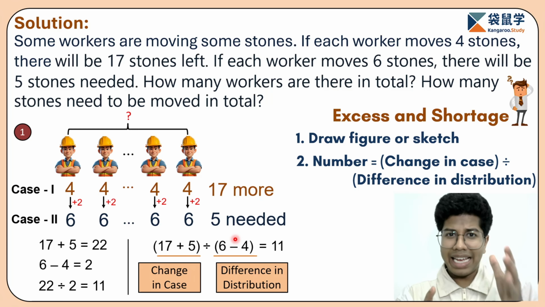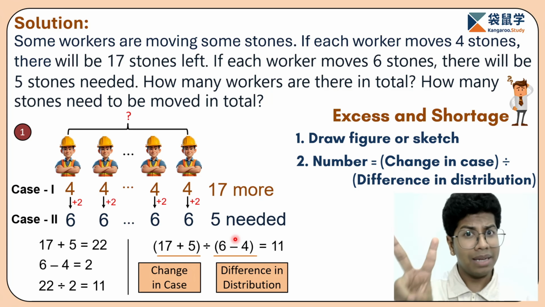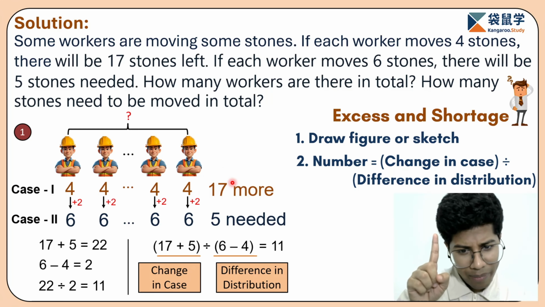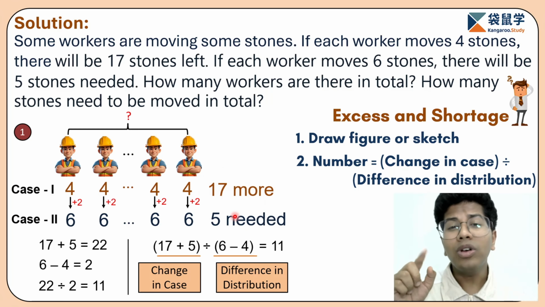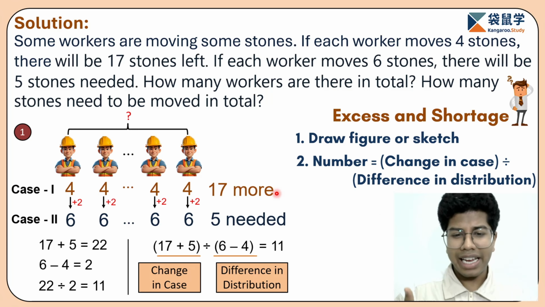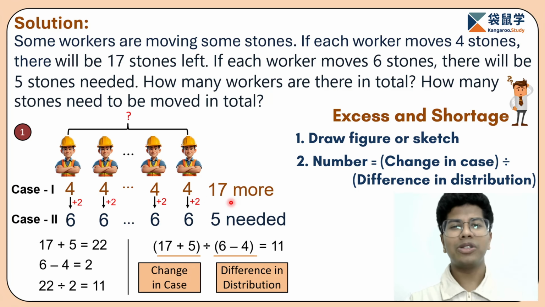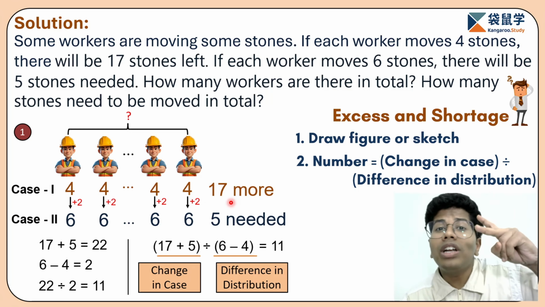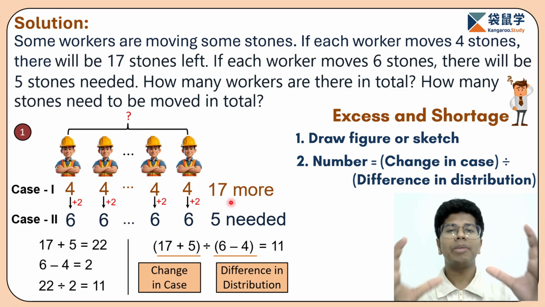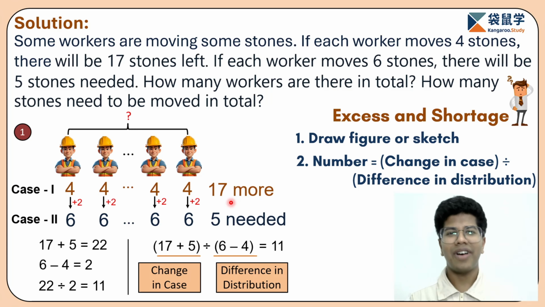Now, this excess and shortage is just one type of problem, there are other two types as well. For example, if I say this is 17 more and this is also 5 more, both the situations are excess, so it's an excess type. For the second part, if it is 5 needed and the second part also says 7 needed, so it's a shortage type of problem. And in both types of problem, the solution remains the same. That is the simple 2 steps that we just found out.